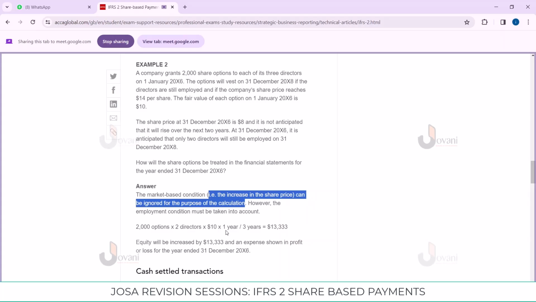Okay, so you're going to say that, of course we know that the formula is number of options granted times directors remaining through the vesting period times the fair value of the options at grant date. Then times, this is the first year out of the grant period of 3 years. Meaning that we are going to expense this figure: debit expense, which goes to profit or loss, this amount, and then credit equity by this amount. Is this clear with everyone?